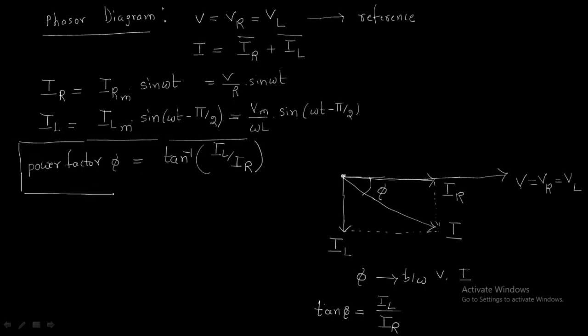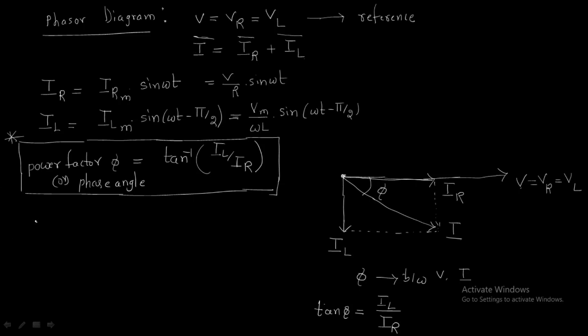Power factor angle and phase angle are the same. You can write another name, that is the phase angle. Understand? Now the current will be equal to IL plus IR. These are vectors, but we can write the magnitude of the supply current.